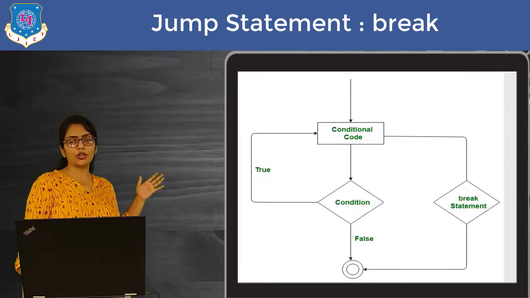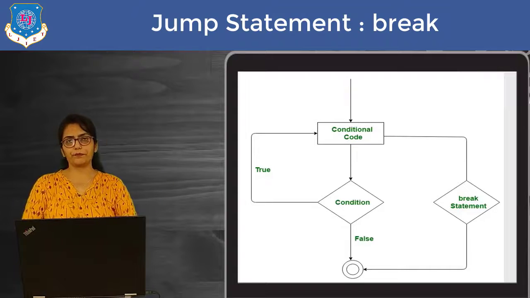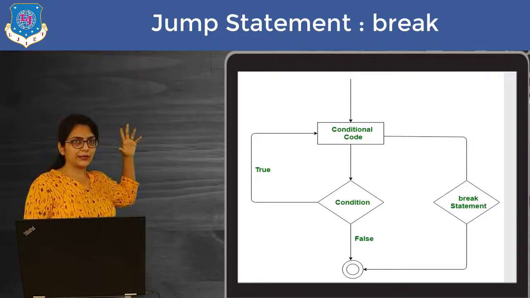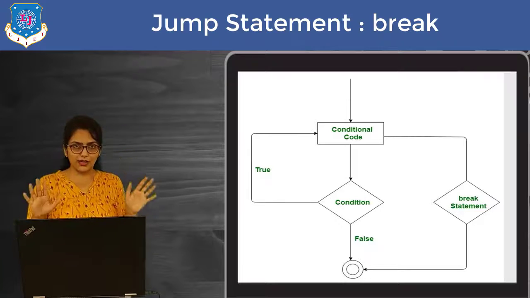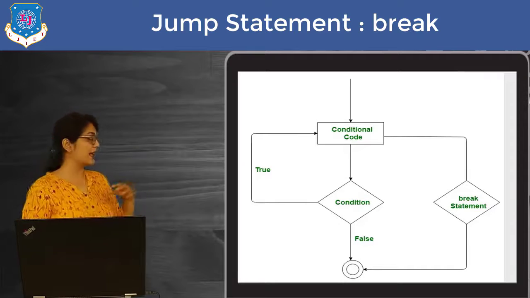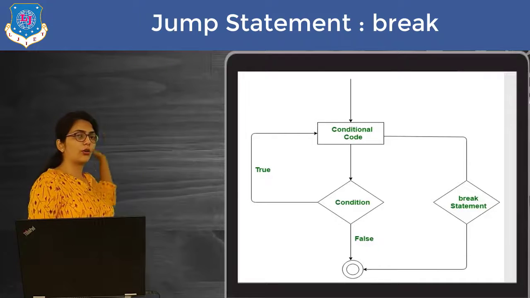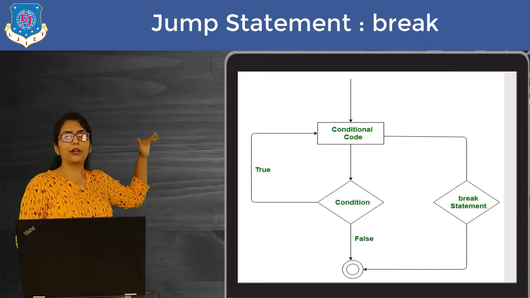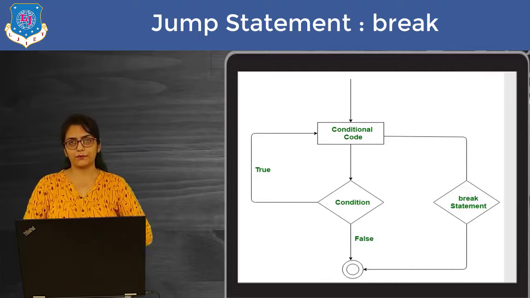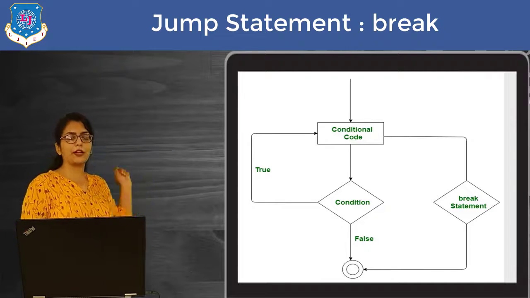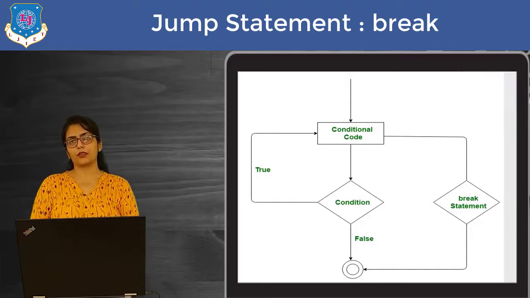You can see the flowchart of break over here. First of all, I am starting, then I am taking some input from the user, and then I am checking the condition. If the condition is true, then I am going to enter into the loop again and execute the same statements. So this is going to happen until the condition is true.